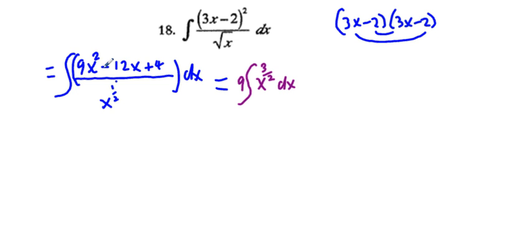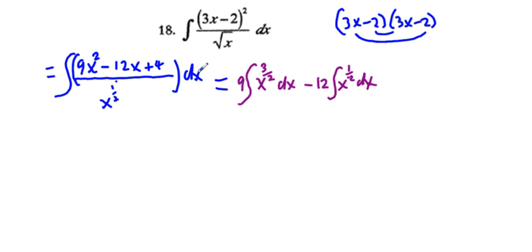And then we're going to have minus 12x. So we're going to say minus 12, x to the 1 power, x to the 2 halves, divided by x to the 1/2. So that's going to leave us with x to the 1/2 power dx.